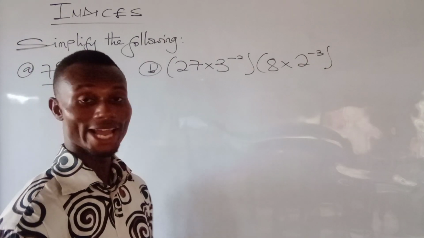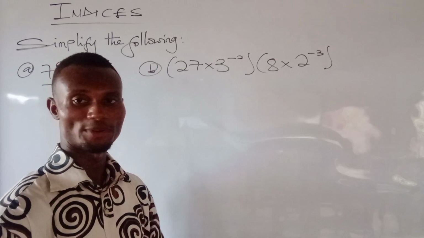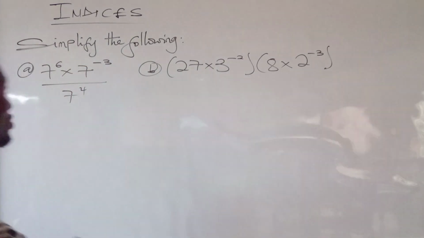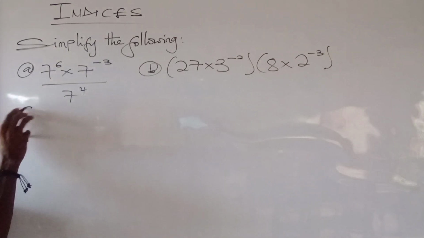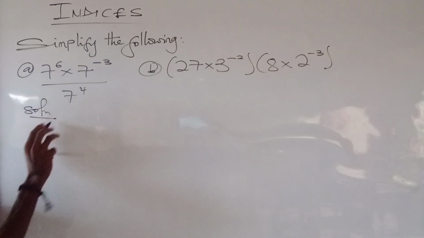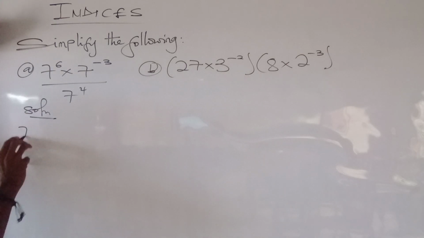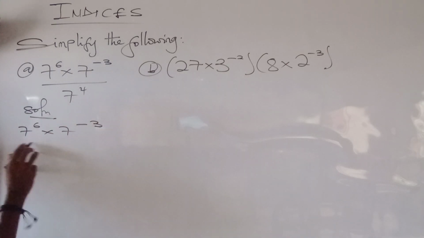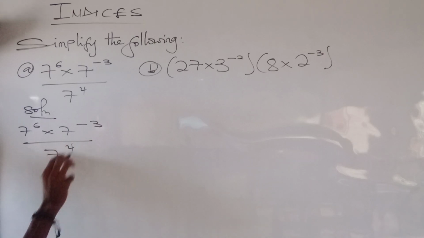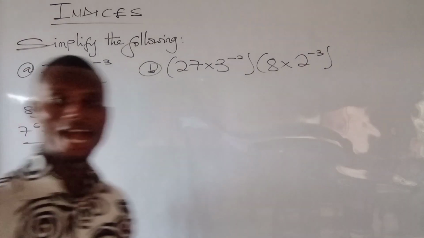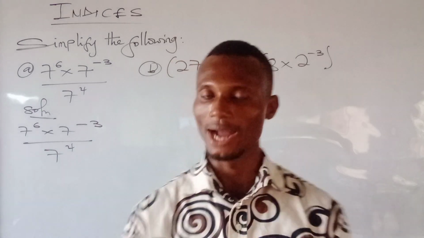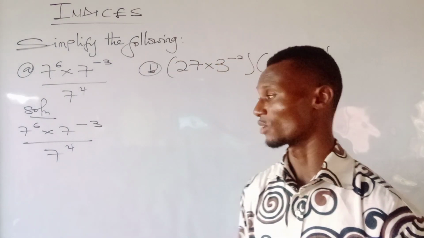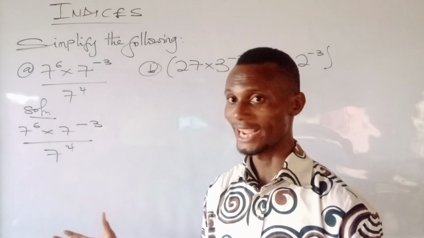So let's go ahead and simplify this one, starting from the A. Let me write my solution and let's do it together. So the A, I have 7 to the power 6 times 7 to the power negative 3 all over 7 to the power 4. So we are going to apply our multiplication and division laws of indices here to simplify it.